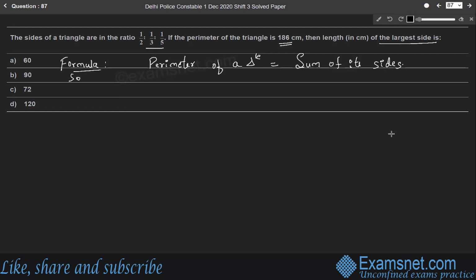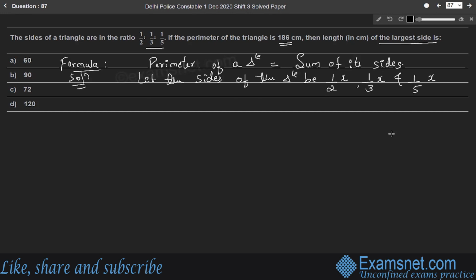So solution, let the sides of the triangle be 1 by 2x, since they are in the ratio 1 by 2 is to 1 by 3 is to 1 by 5.